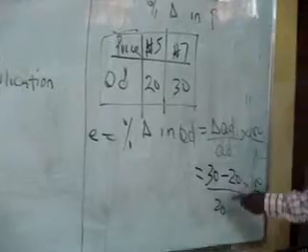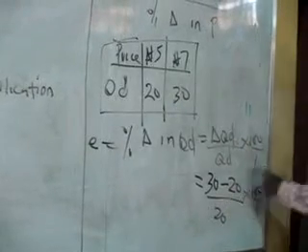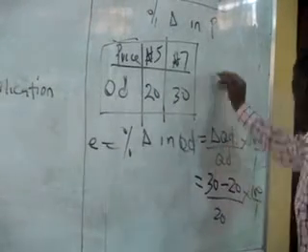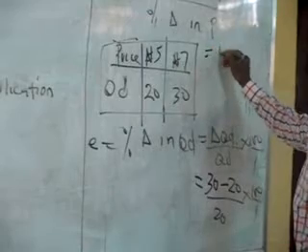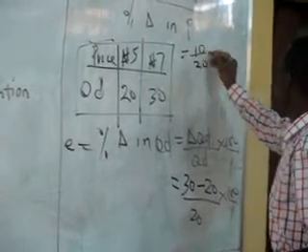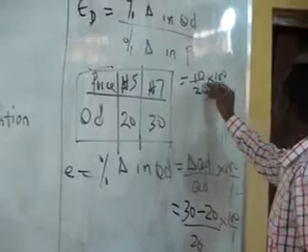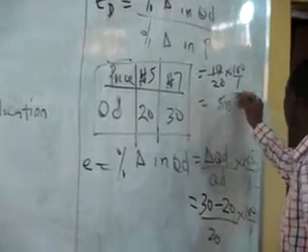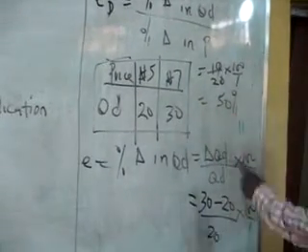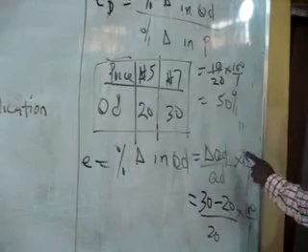So this is how to get the percentage change in quantity demanded. Then when we work it further, it becomes 10 over 20 times 100 over 1, and this gives us 50%. So the percentage change in quantity demanded is 50%.